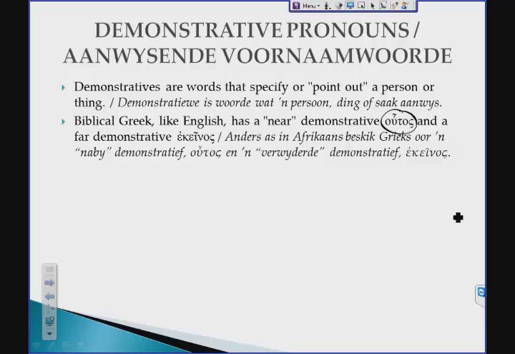What do I mean by near demonstrative? Okay, and also a far demonstrative, ekeinos. I will give you an example of that. If I want to show you something, or I'm talking about a book, a near demonstrative will be this book. This book. It's something near me. This table, okay? This keyboard.